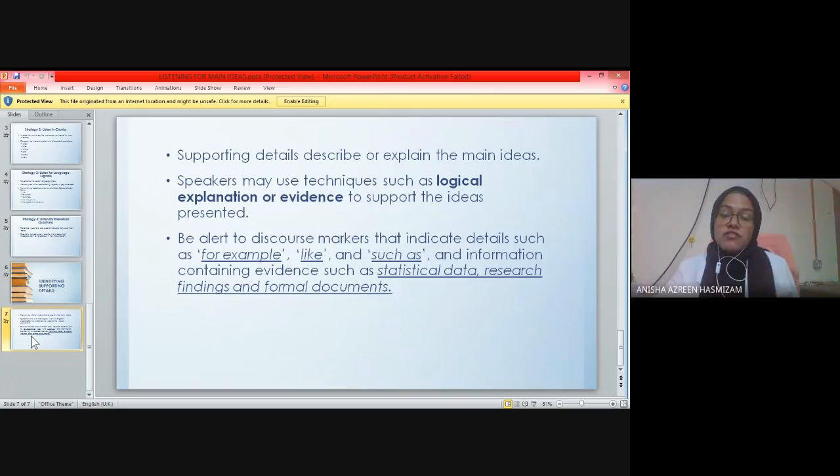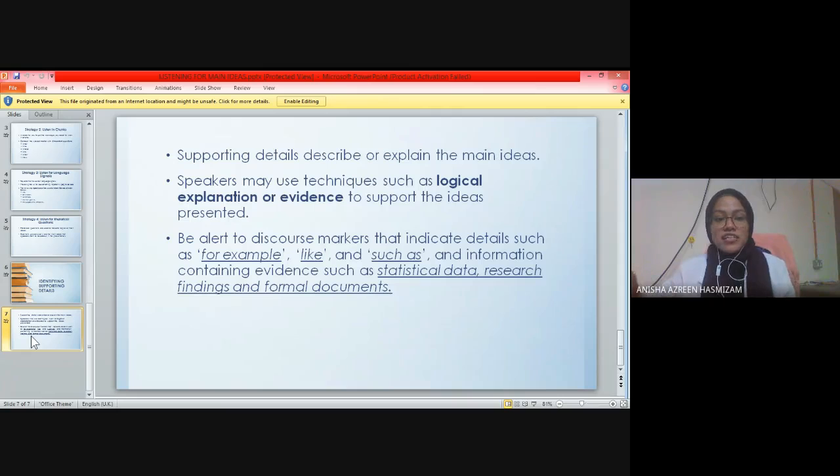So whatever the main idea is, apa yang follow tu, apa yang ikut setelah main idea tu adalah supporting details. Maknanya dia explain lah main idea tu. Tadi dia cakap pasal recycling kan. Dia akan explain recycling, contoh macam tong-tong recycling ni, macam mana, apa warna dia, semua dia explain. Itu adalah supporting details. Okay, speakers may use techniques such as logical explanation or evidence to support the ideas presented.